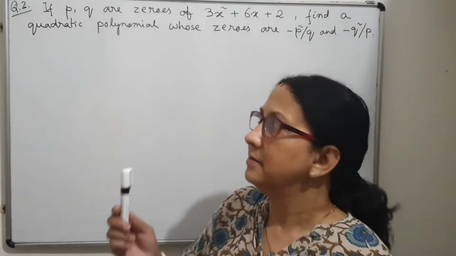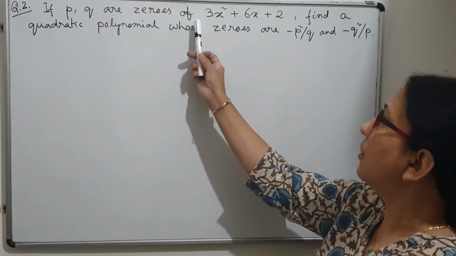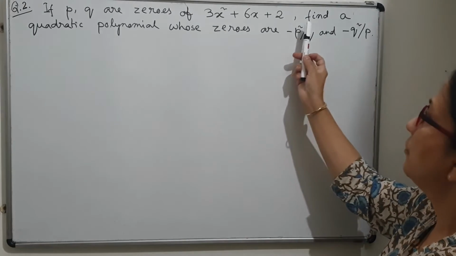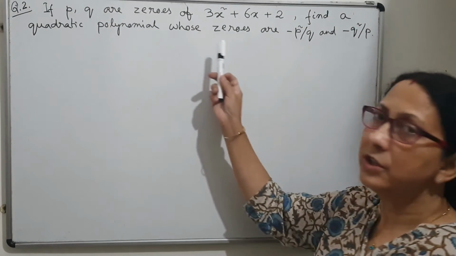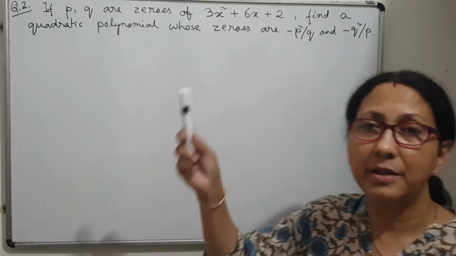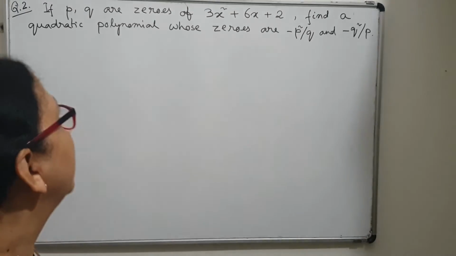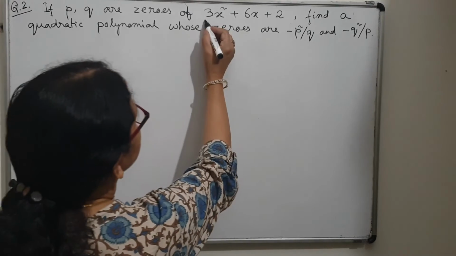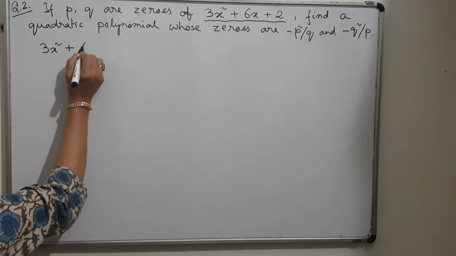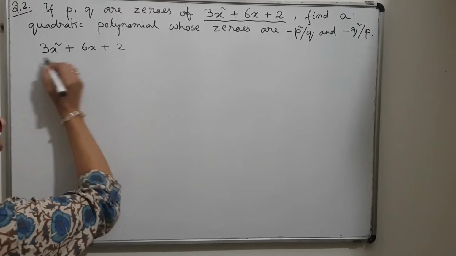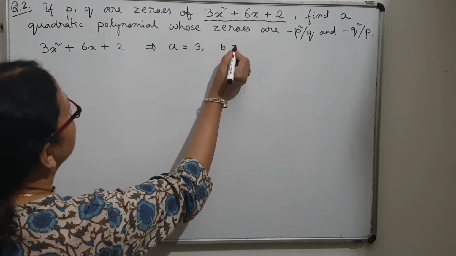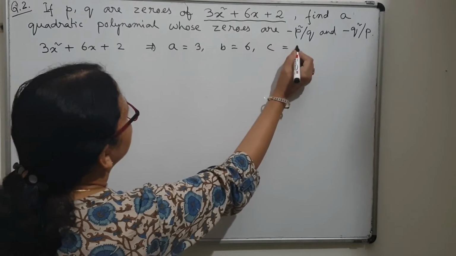Now next question. If p, q are zeros of this polynomial 3x square plus 6x plus 2, find a quadratic polynomial whose zeros are minus p square upon q and minus q square upon p. So let us start with this polynomial, 3x square plus 6x plus 2. So what will be the coefficients? A is equal to 3, b is equal to 6, and c is equal to 2.